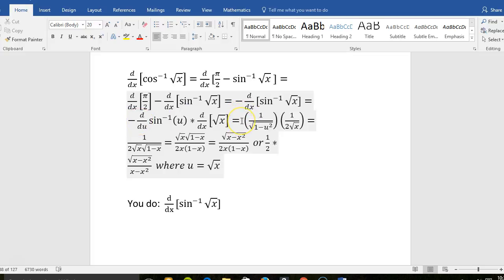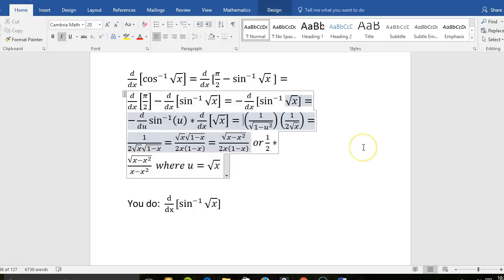Now, here's what happens. Remember d by du of the arcsine of u. You know what? I think I forgot my negative sign, didn't I? I surely did. Sorry about that, guys. I forgot my negative sign there. My apologies. So, now d by du of the arcsine of u, that's 1 over radical 1 minus u squared. And then d by dx of radical x, that's just 1 over 2 radical x.